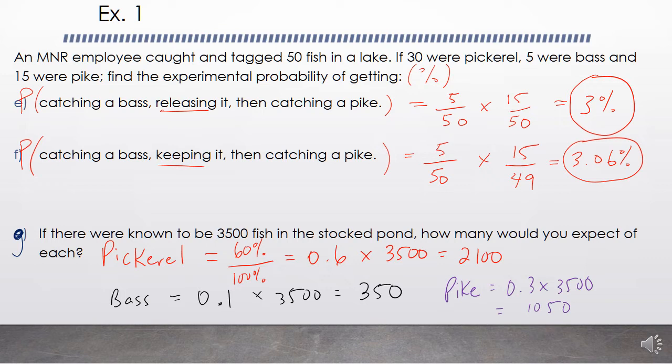And if this was a test question, how could you check your answer? Add up all those numbers. 2,100 plus 350 plus 1,050. Lo and behold, 3,500. If we didn't get 3,500, we know we made a mistake because those are the only 3 fish that we caught and tagged in the lake. So they have to add up to 3,500.